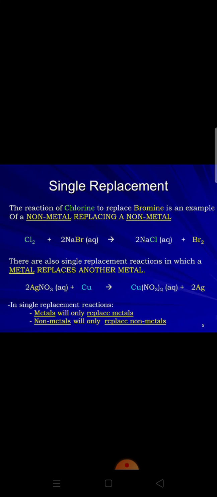Next one is silver nitrate and copper. Copper is more reactive than silver, so it will displace the silver and take the place of it and form a new compound, copper nitrate, and silver. So in all these reactions, we can see one single element will displace the other element. This type of reaction is called single displacement.